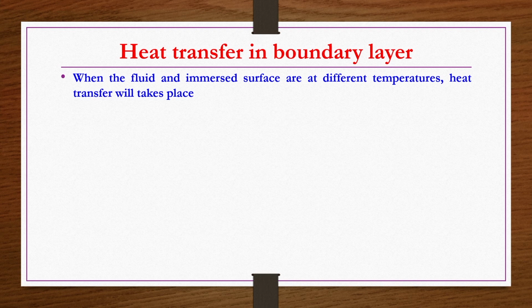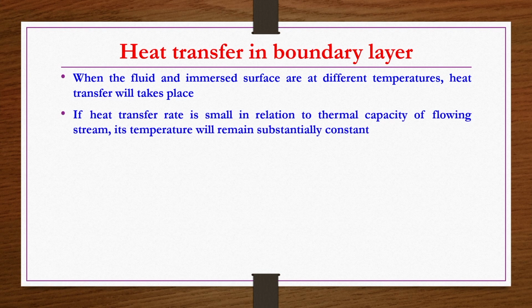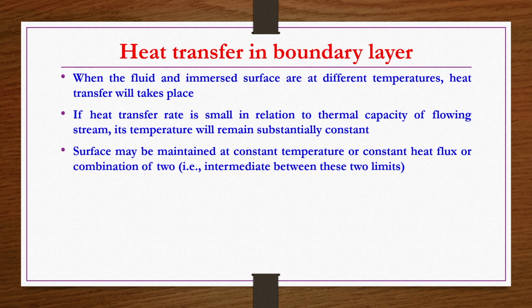If the surface temperature and fluid temperature are different from each other, it is also possible that a thermal boundary layer would be developing because of the heat transfer. So, that part we see as heat transfer in the boundary layer. When the fluid and immersed surface are at different temperatures, heat transfer will take place. If the heat transfer rate is small in relation to the thermal capacity of the flowing stream, its temperature will remain substantially constant. The surface may be maintained at constant temperature or constant heat flux or a combination of the two. So, we can have a constant temperature Tx, or we can have a Qw at the wall, or a combination of these two is also possible in general.